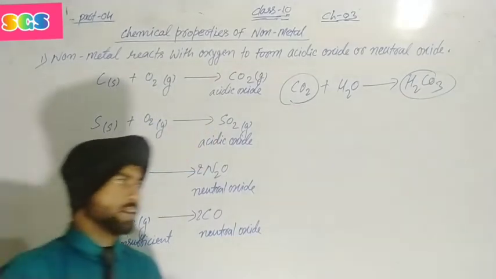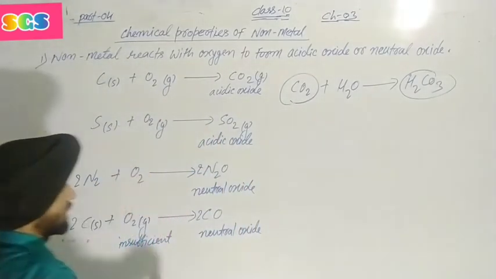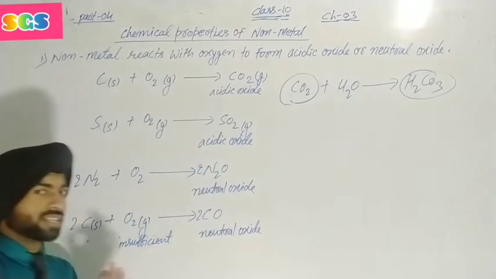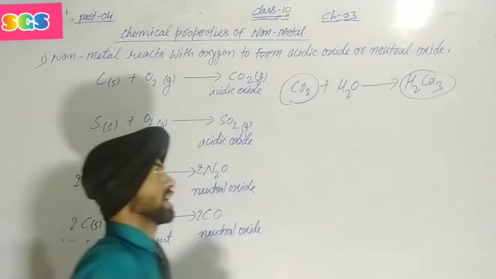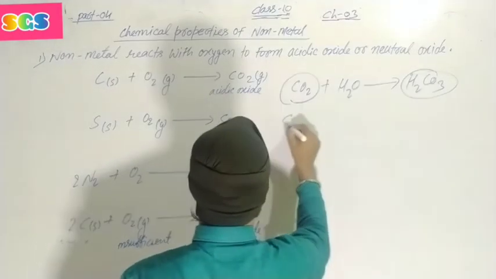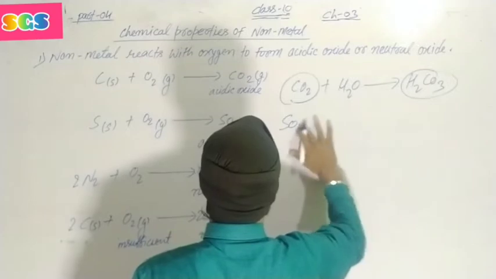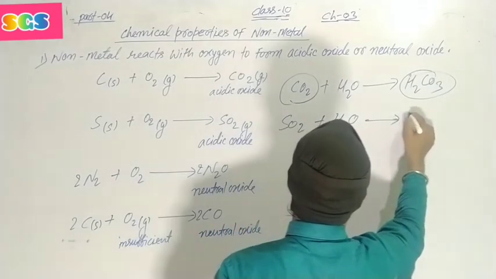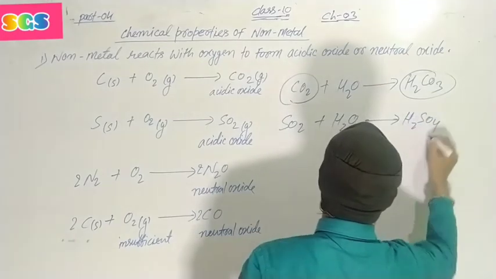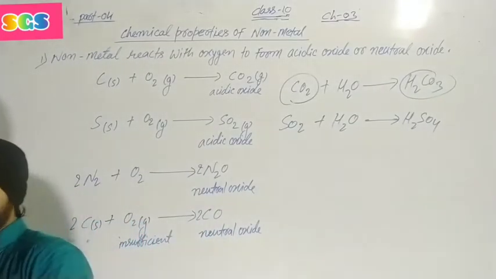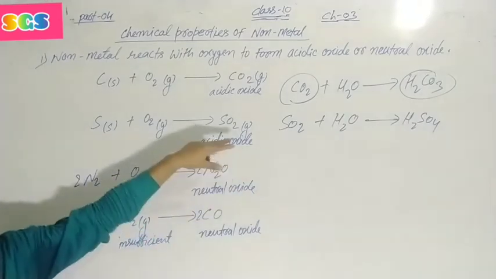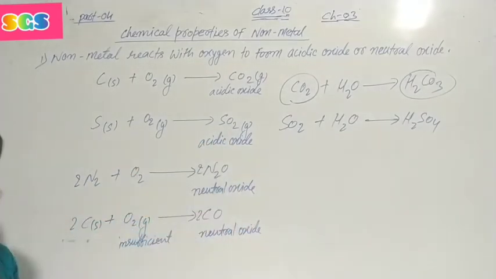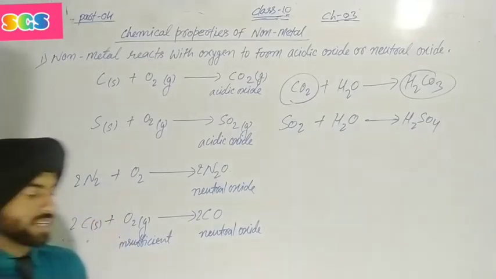Sulfur dioxide. It will form what? That sulfur dioxide is also acidic in nature. How can you say that this sulfur dioxide is acidic in nature? If you add this sulfur dioxide to water, it will form H2SO4. And you better know that H2SO4 is an acid. So in this way, you can say that SO2 is acidic in nature.